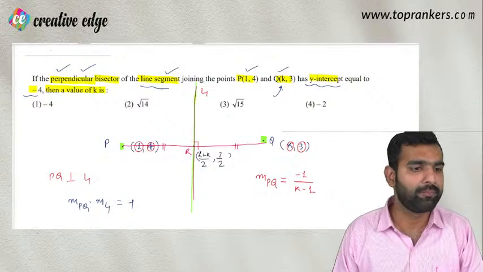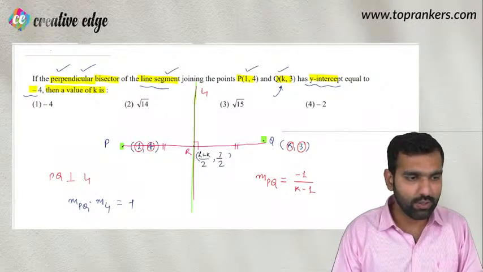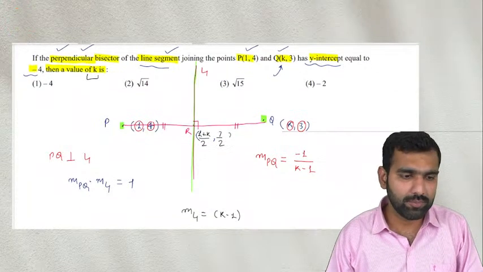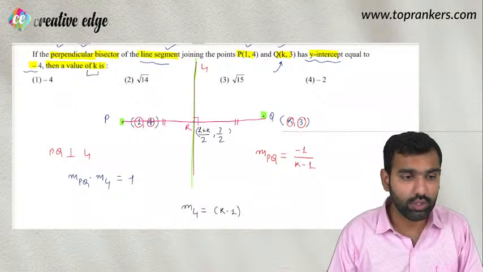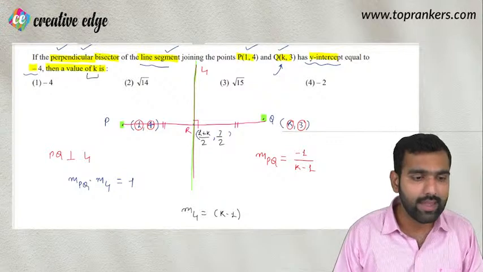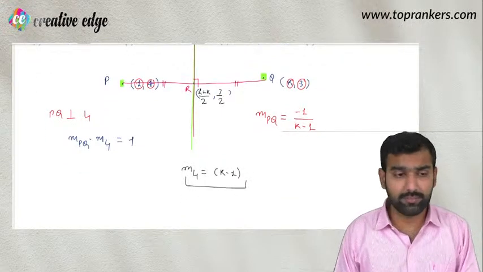Right now, everyone pay attention. What have we been asked finally? The value of k. By using this basic theory, see, R is a point through which the line L1 passes. L1 line is passing through this point R, and the slope of the line L1 is k minus 1. What does it mean? Pay attention everyone.